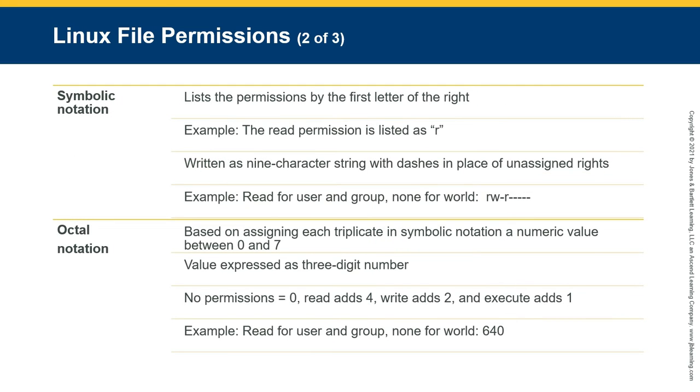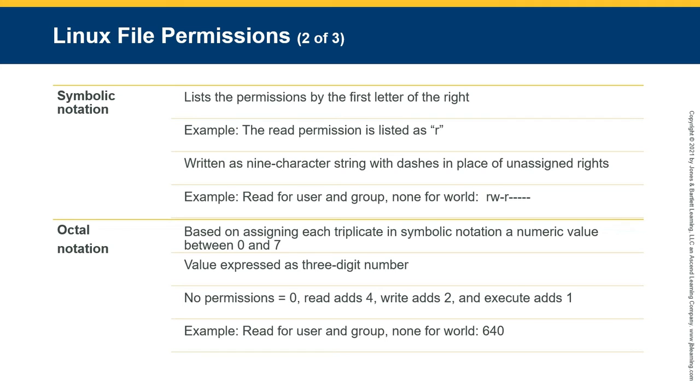Linux file permission, symbolic notation. List the permissions by the first letter of the right. For example, read is listed as r. Write it as a 9-character string, with dashes placed in unassigned rights. Example: read for users and group, none for the world.